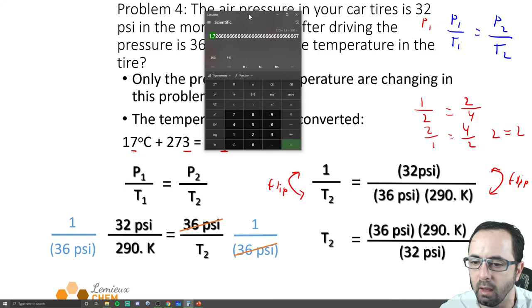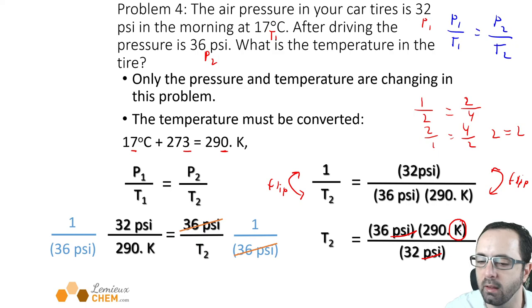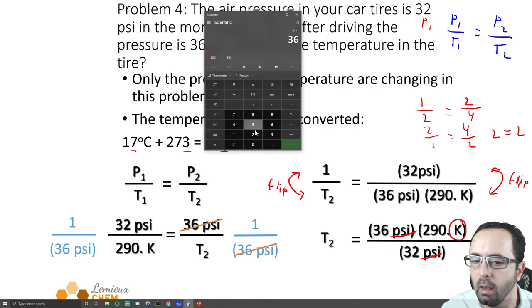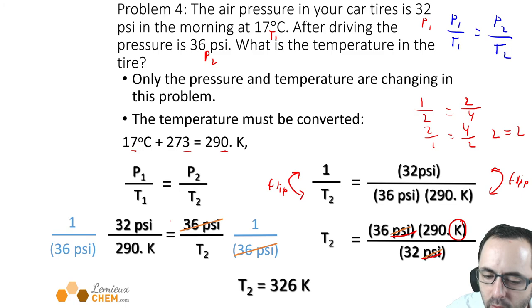Okay, finally, now we can punch in the numbers. By the way, our pounds per square inch, we know that we did this okay because they're going to cancel. And our temperature units are going to be Kelvin in the end. So 36 times 290 divided by 32 equals, and we're going to want this with a couple of sig figs. It would technically be two sig figs because the PSIs here are two sig figs. So we would say technically it would be 330 Kelvin.